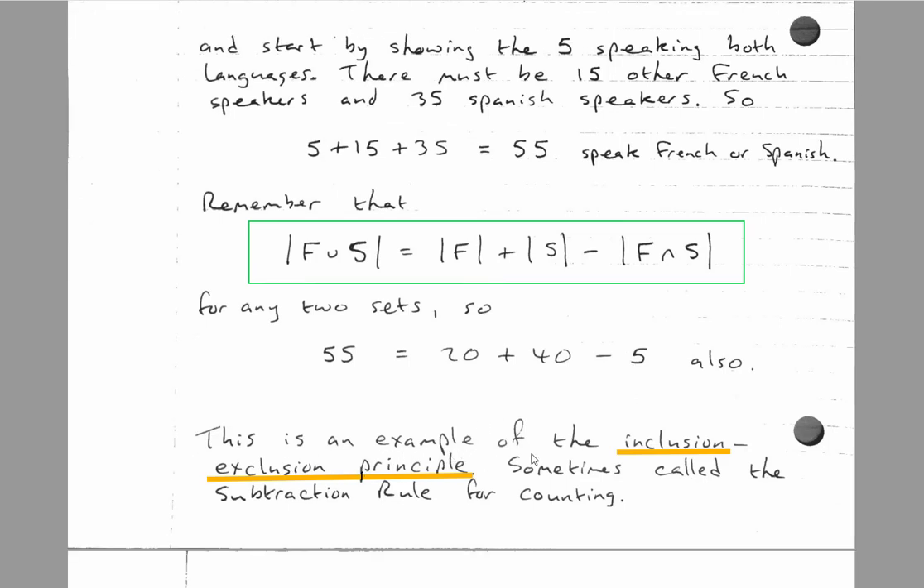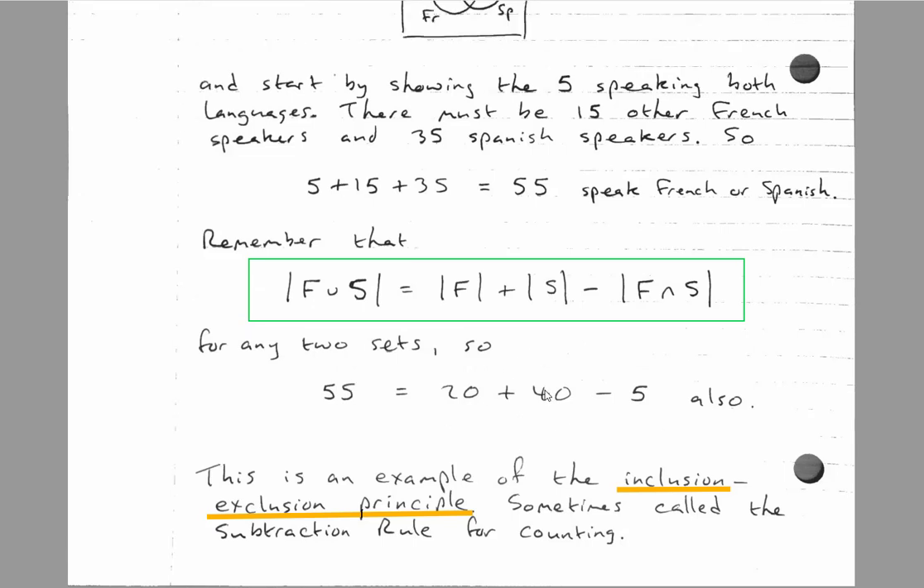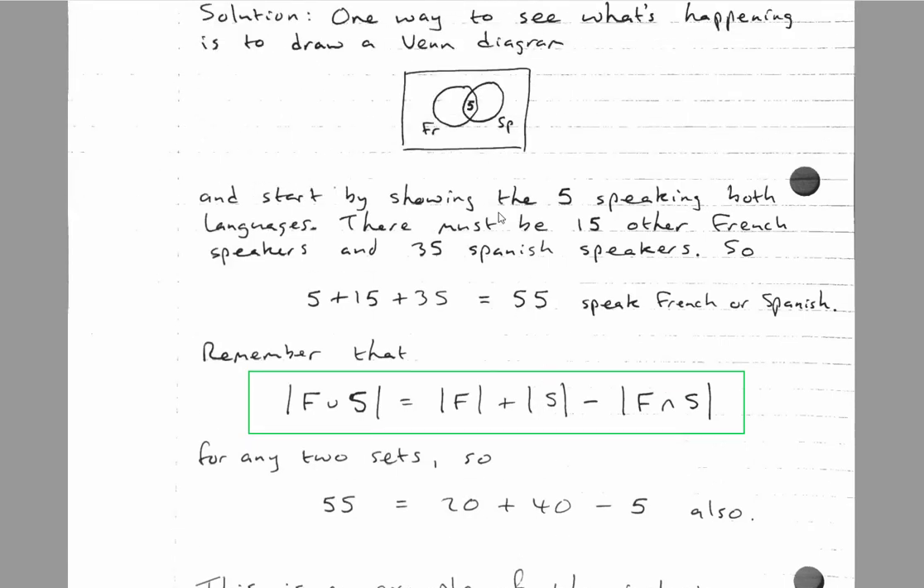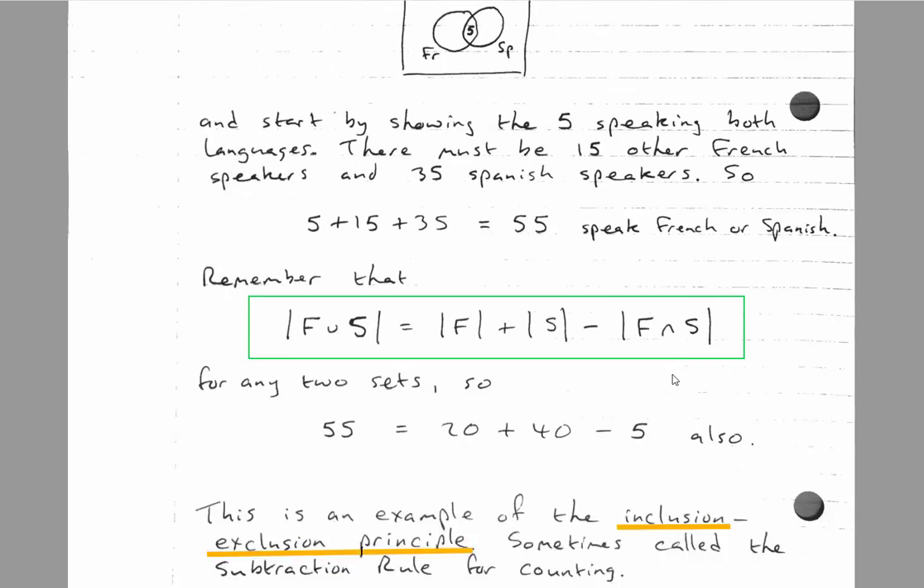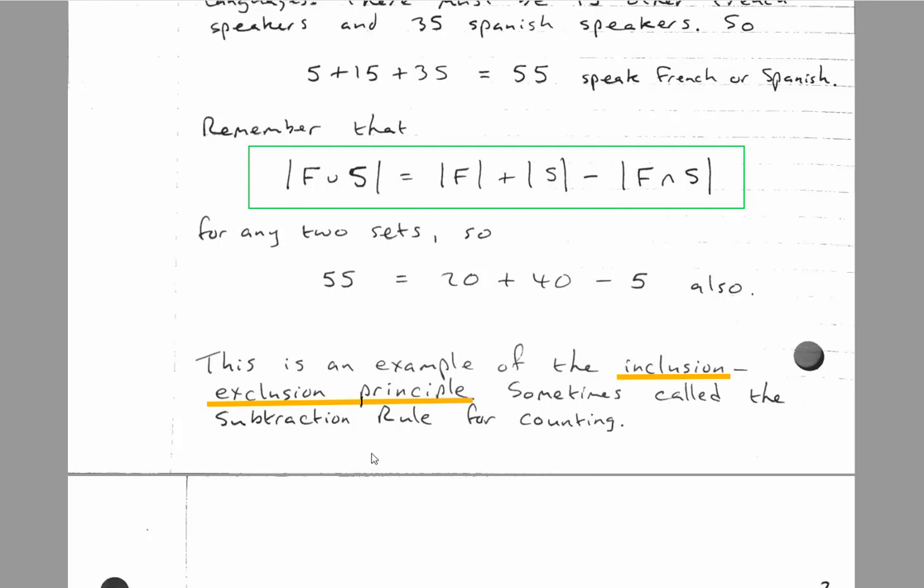And this is a famous principle, the inclusion-exclusion principle. So you're including elements, but you want to exclude, don't count elements twice. So that subtraction, in this counting context, is the subtraction rule.